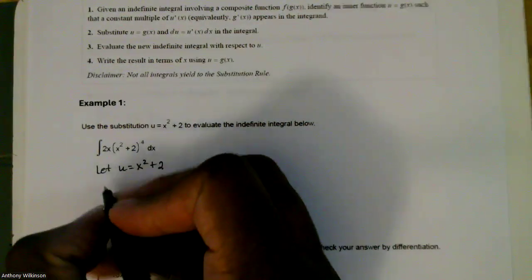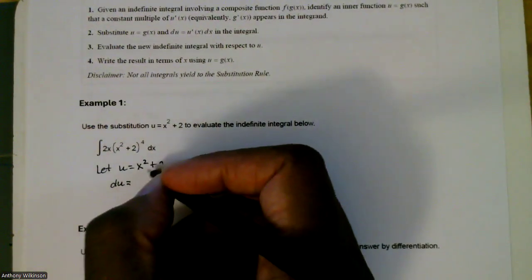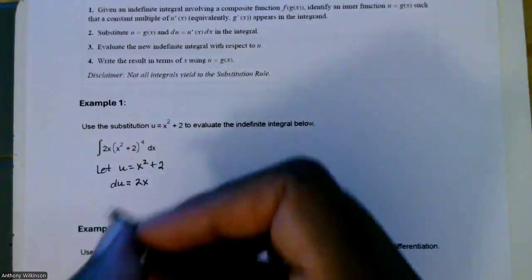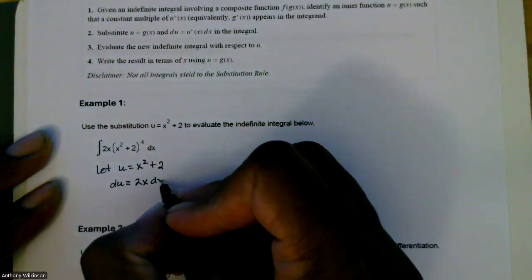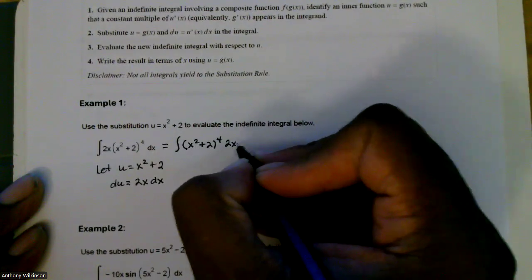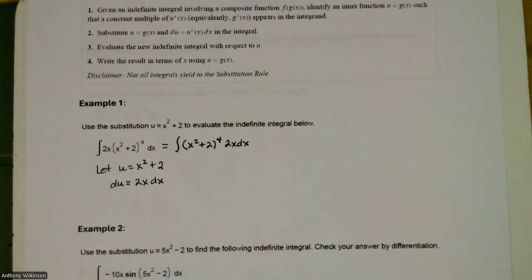And then we take the derivative of u. The derivative of x squared will be 2x, and the derivative of 2 is going to be 0. So du will be equal to 2x dx. Okay. Now, in this case here, I'm going to rewrite this as the integral of x squared plus 2, and that quantity is to the fourth. And I'm going to put the 2x where the dx is, because you're going to see how this substitution is going to work out.